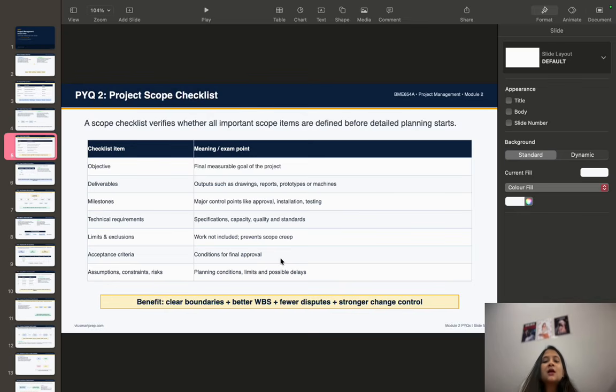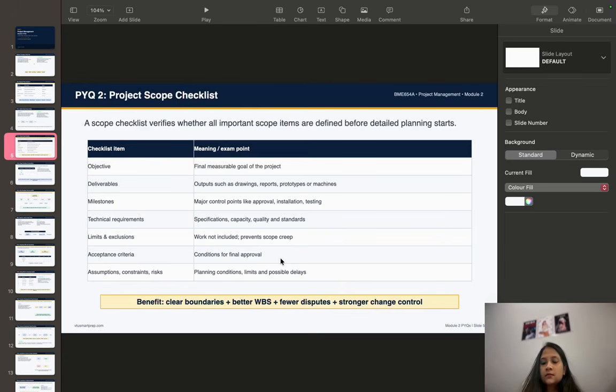So these are the checklist items which you have to remember, and according to each checklist item, you can give the description or the meaning. Remember these keywords for the project scope checklist. If you read the slide and write these points, even if it is asked for 8 or 10 marks, writing this much is more than enough.